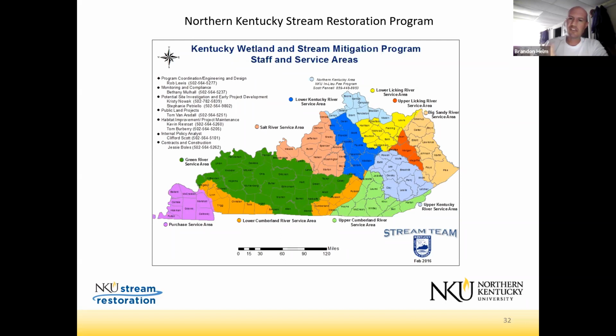This is just a map. It breaks down the different geographic areas into service areas. Northern Kentucky in light blue. So those counties are our service areas that we cover. With some exceptions, like I said, we have a project in Nicholas County, which is in that yellow lower Licking River area. But everything else is covered by Kentucky Fish and Wildlife. They've got a pretty robust program. They cover the entire state.